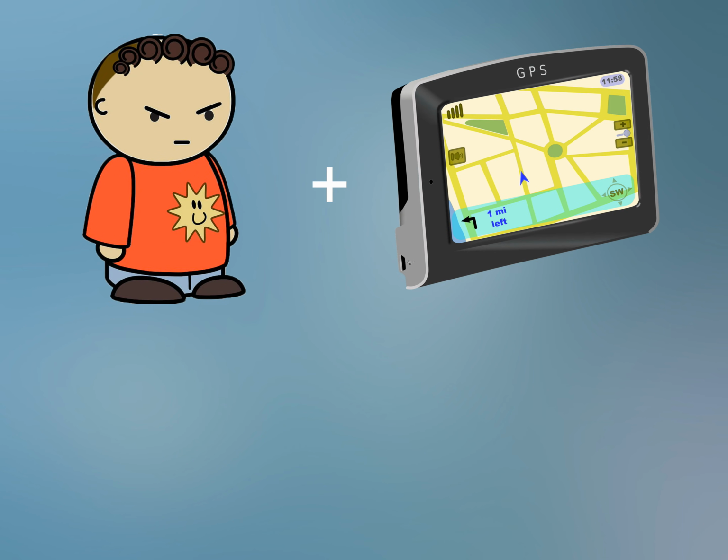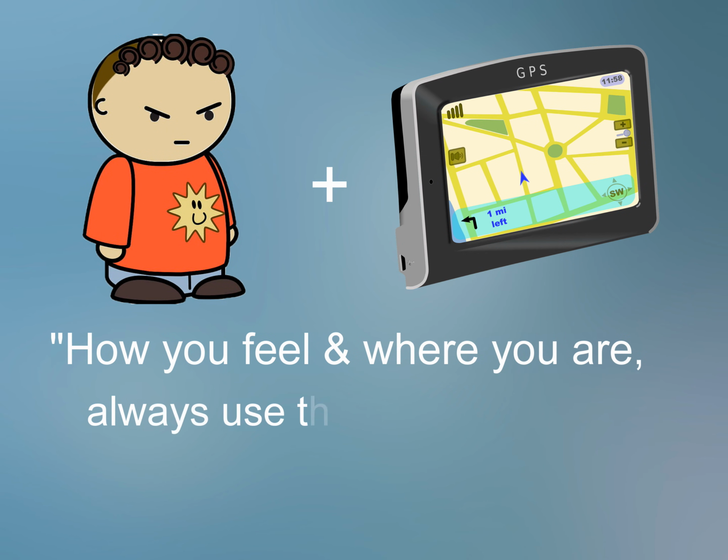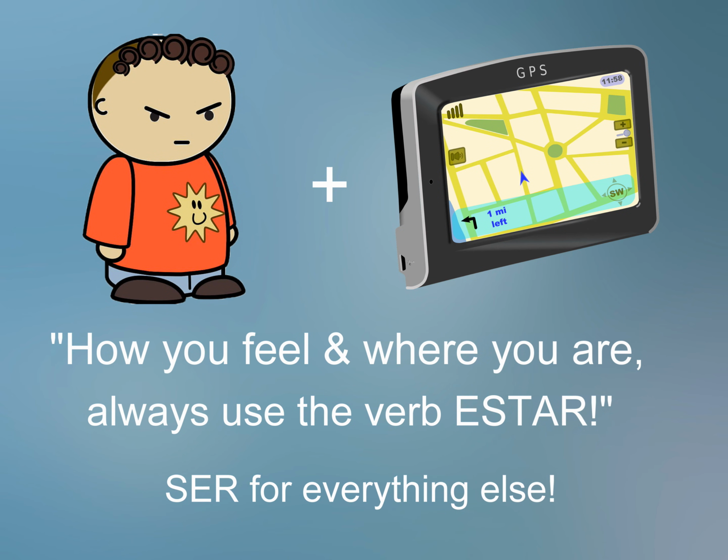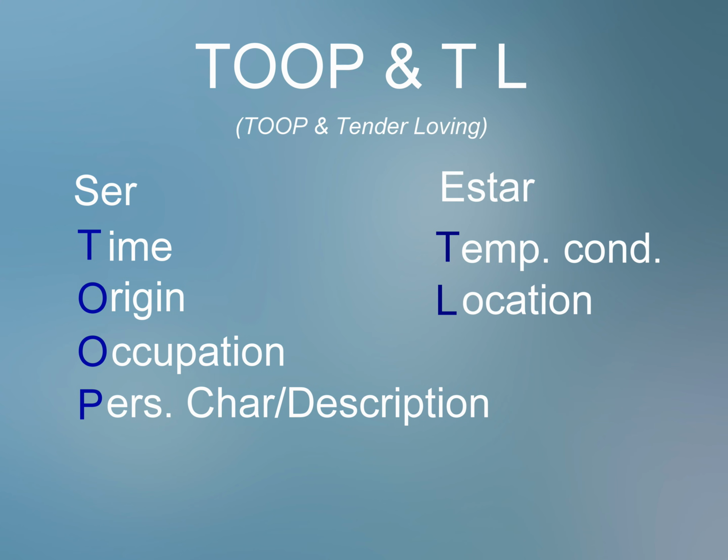Another device that is even simpler would be to remember the sentence, "How you feel and where you are." Always use the verb estar. The assumption is that for all other purposes, use ser. There is a third device that is neither short nor cute, but it is effective. I refer to it as TOOP and TL, or tender loving.